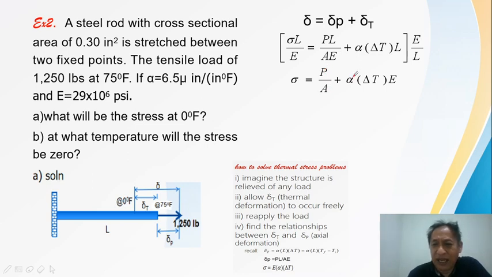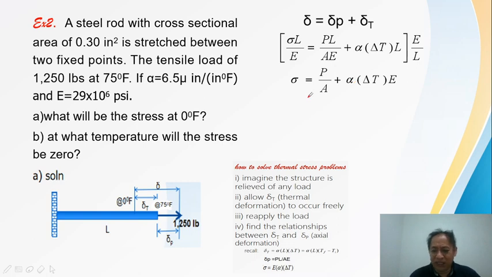This one is alpha. This is the change in temperature. L over L is out, so times E. Now, if you notice, this is the stress due to axial load. And this is the deformation due to a change in temperature. This is how I define the deformation due to a change in temperature or heat.